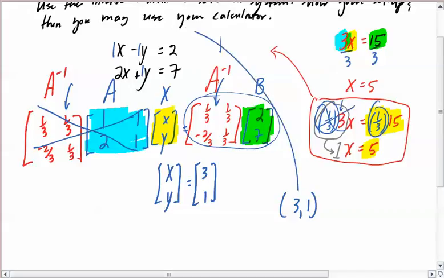And if I actually take that and put that back in my two equations, it will prove to be true. It'll make it true. 3 minus 1 is 2, and then 6 plus 1 is 7.